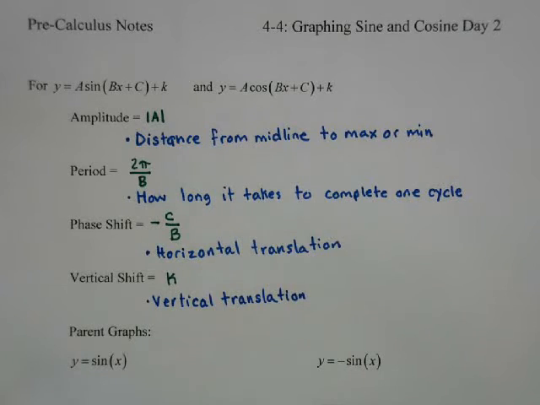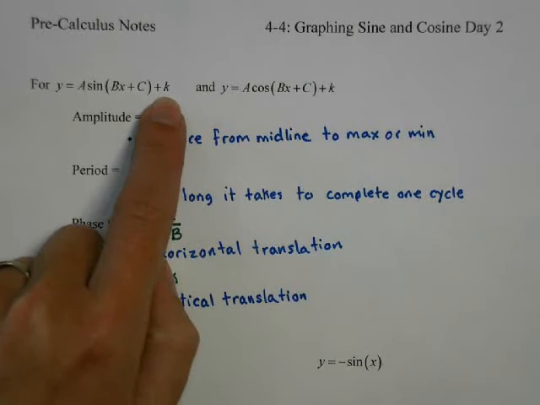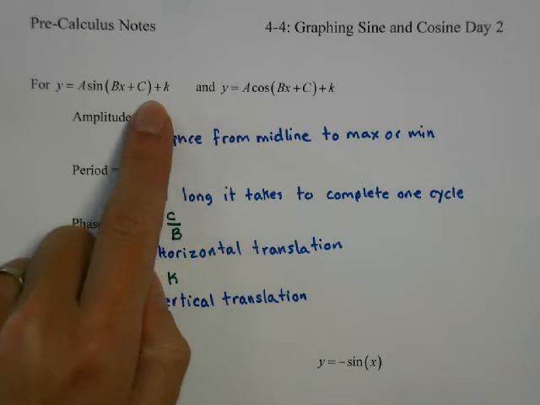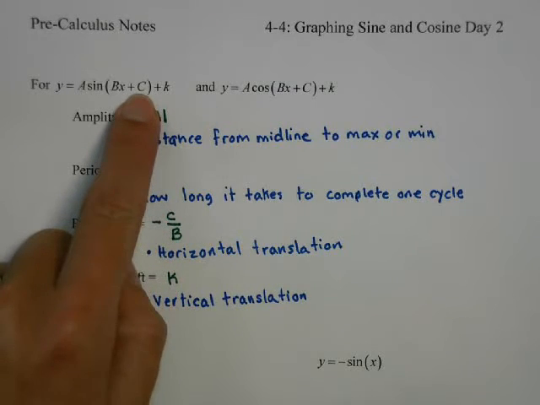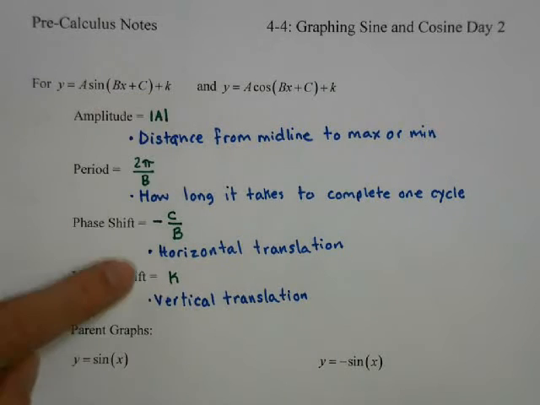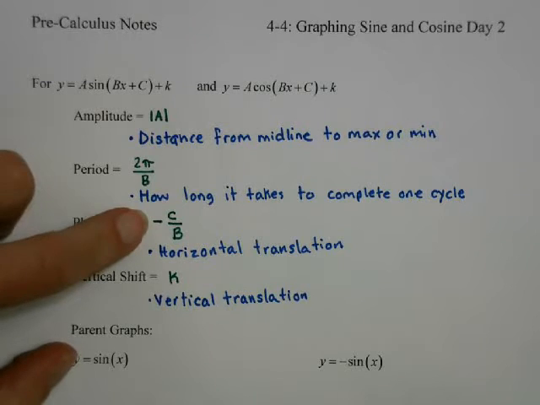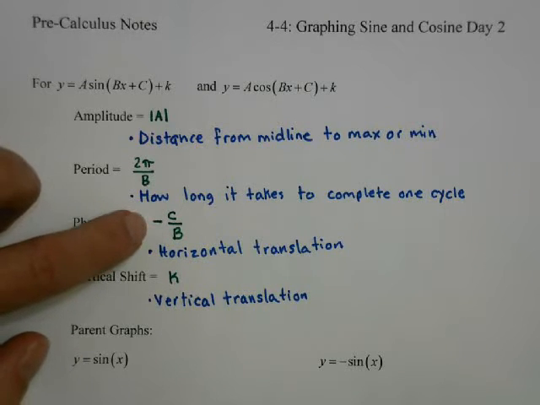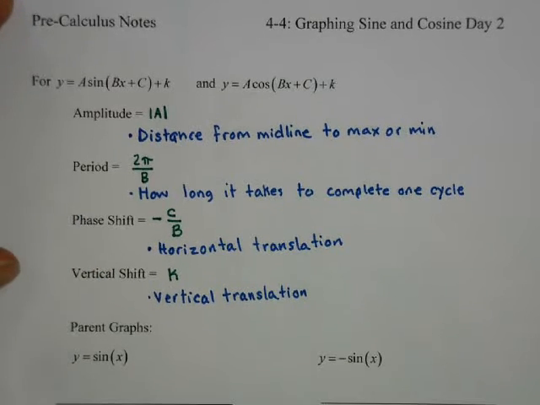So it's going to match the same transformations we saw earlier in the semester, where if you add a number on the outside, it's going to move it up and down. If you add on the inside, it's going to move it to the left. If you subtract, it's going to go to the right. This formula reflects that. So whatever this is, if it's a positive phase shift, it's going to go to the right. If it's a negative phase shift, it's going to move to the left.